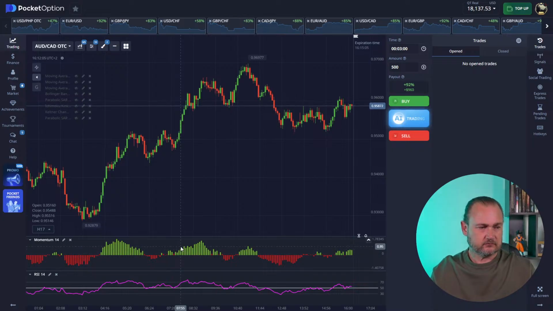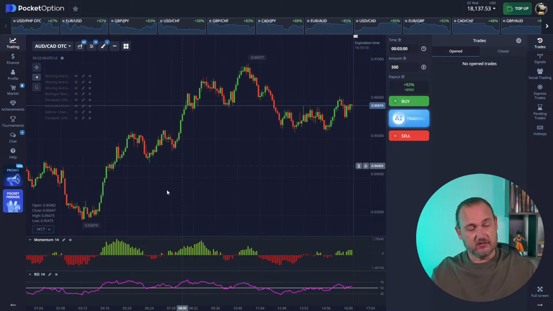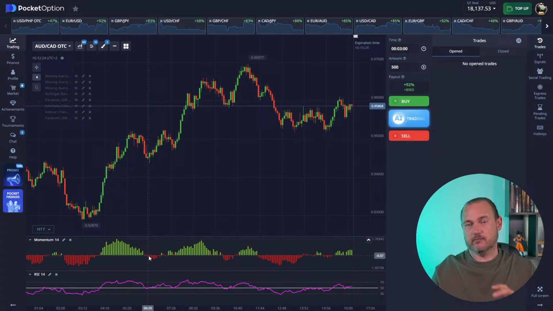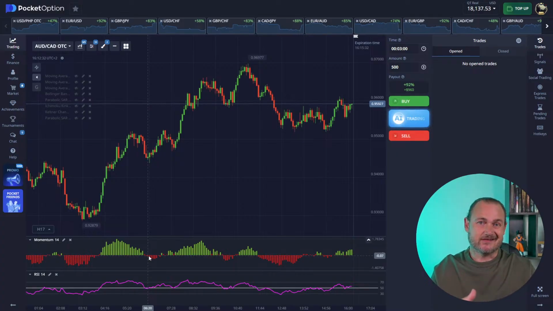Because we are in an upwards trend, when price is moving up like this, I am not going to consider taking sells just because the momentum switched here from bullish to bearish. That's something I'm going to entirely ignore if we are in an upwards trend. I'm only going to look at the momentum in the direction of the trend we are in. We're not going to try and go against the trend with this.